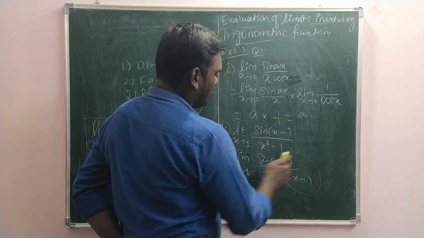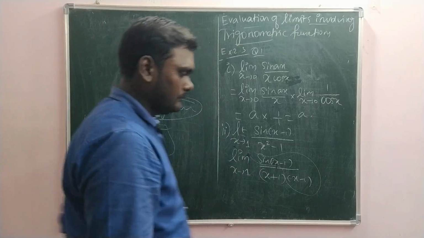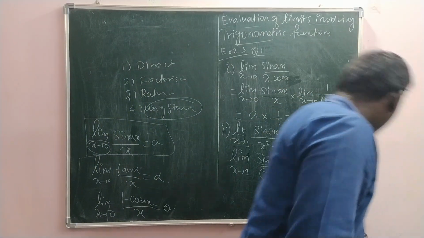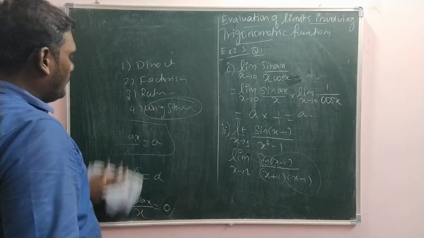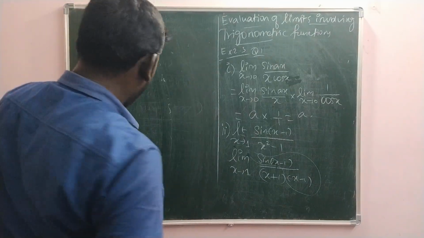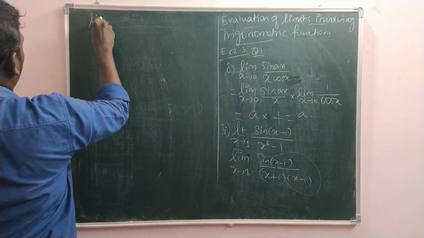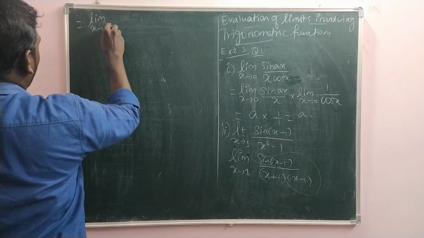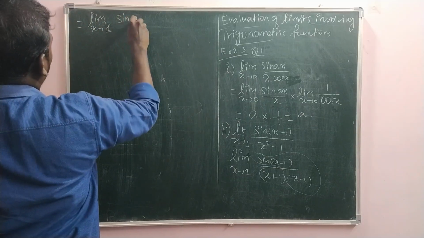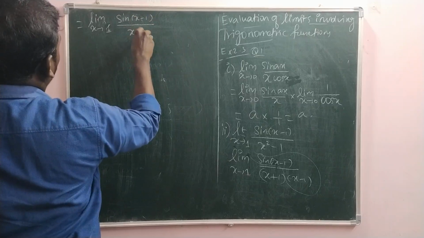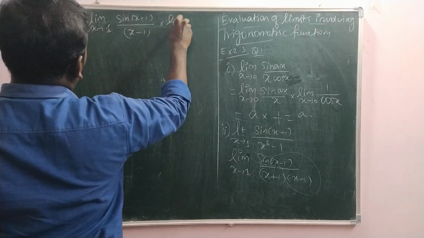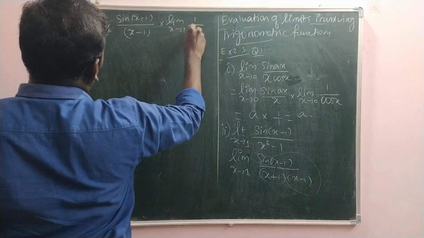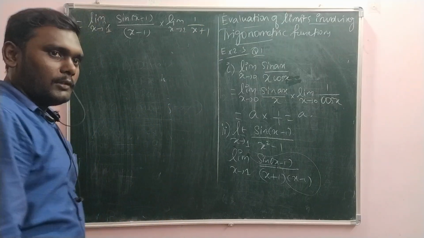Now this can be grouped, and then we can split the limit. How can we split? Wait. X tends to 1 only, it is not x tends to 0. Limit of sin of x minus 1 by x minus 1, into limit x tends to 1 of 1 by x plus 1. Any doubts up to this?